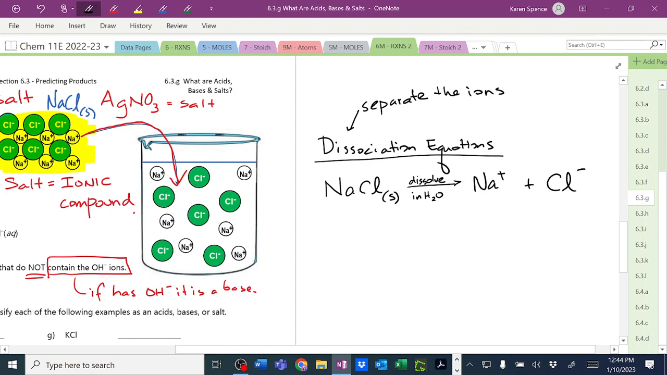Okay, and what state would each of those be? The salt went into the water, now it's in the water, aqueous. Okay.